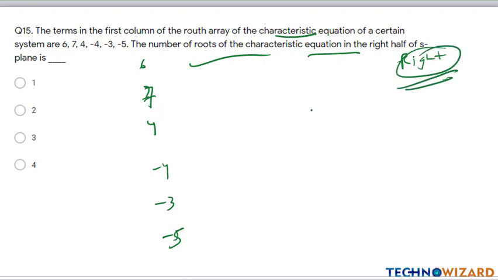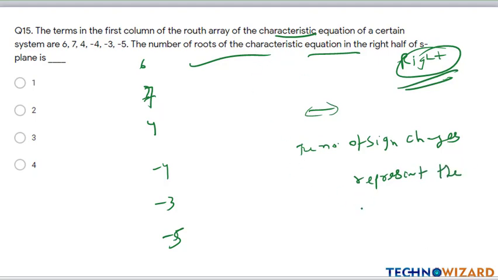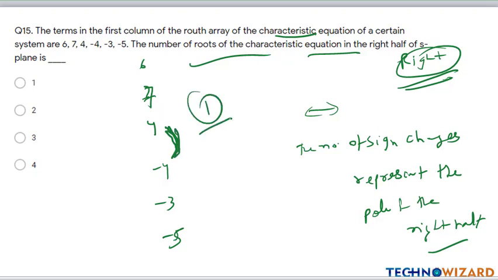So one property is there: the number of sign changes represents the poles in the right half. You can see there is only one sign change here. Therefore, one pole will be there in the right half of the s plane. One root will be there. Option A is the correct answer.